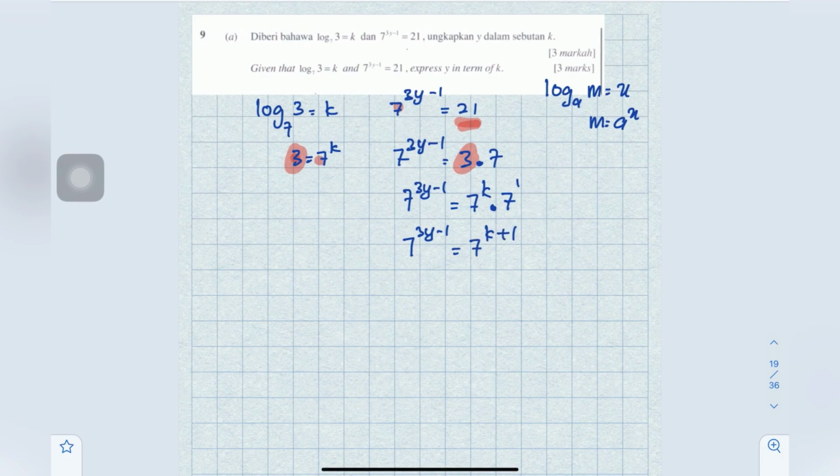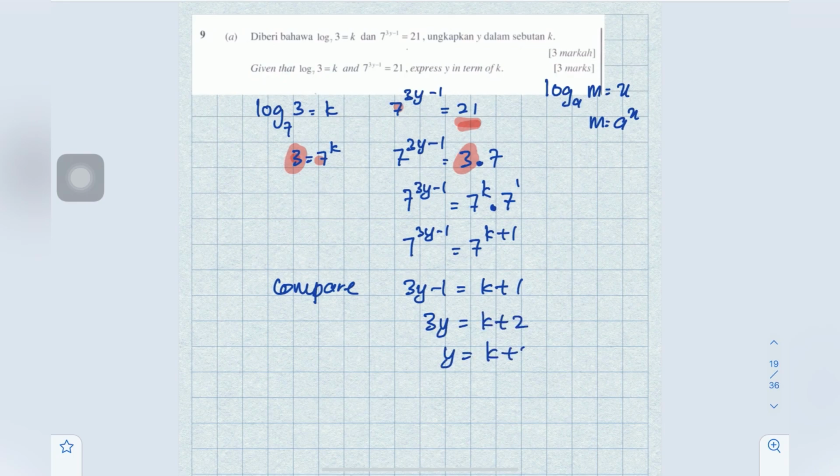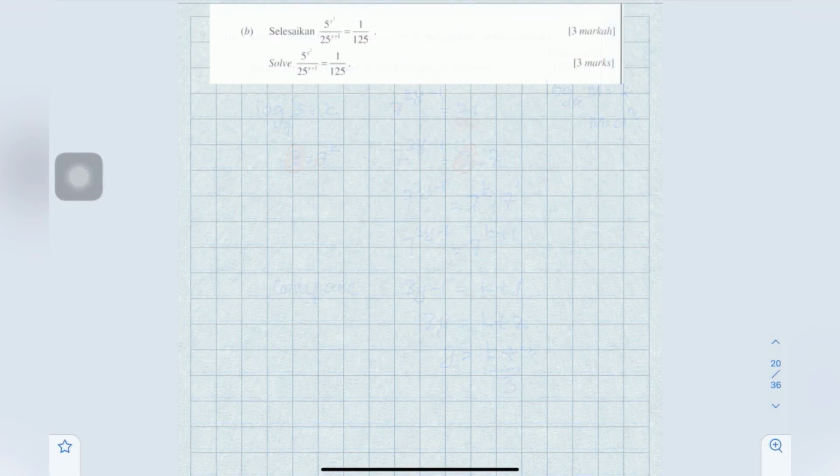Okay, so then kita compare dia punya index, dia punya power. 3y minus 1 equals k plus 1. Dia nak y sorang-sorang. So 3y equals k plus 2. Then y equals (k plus 2) over 3. So, dapatlah y in terms of k.